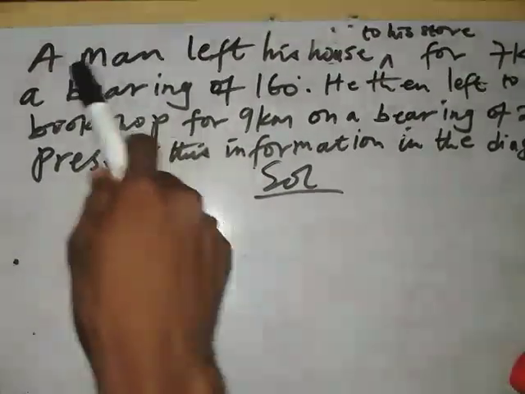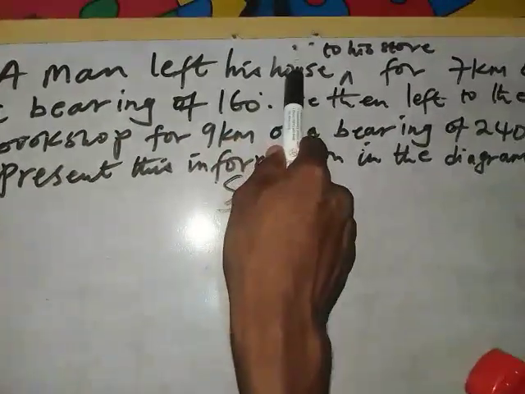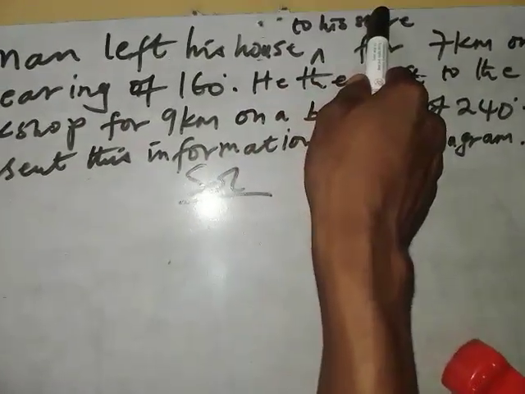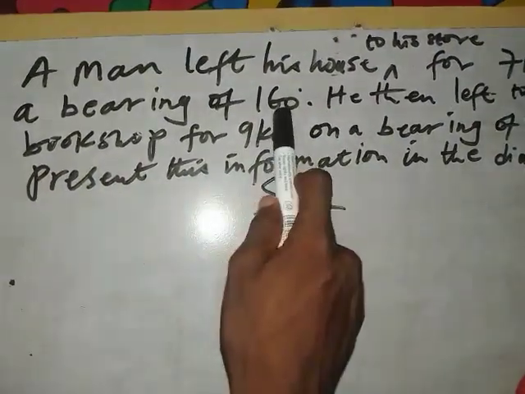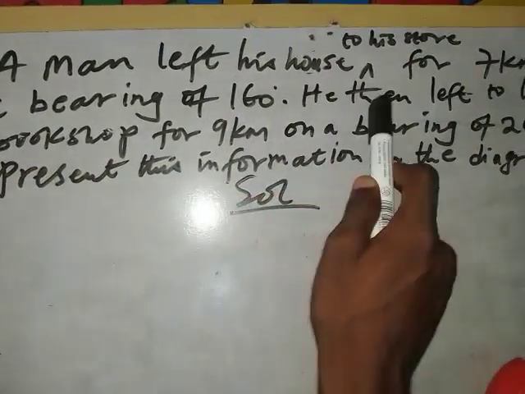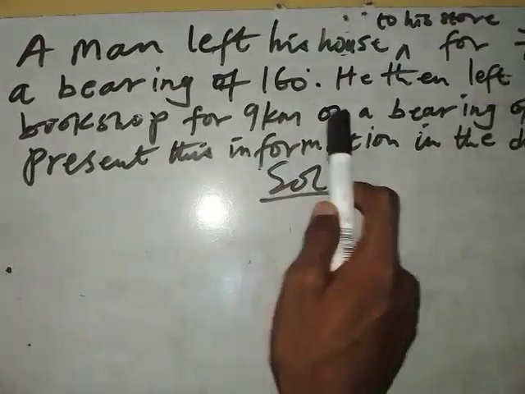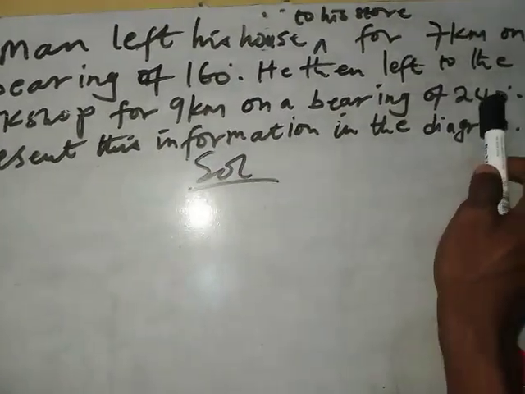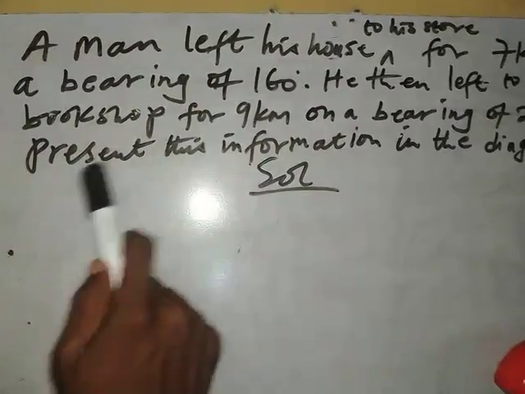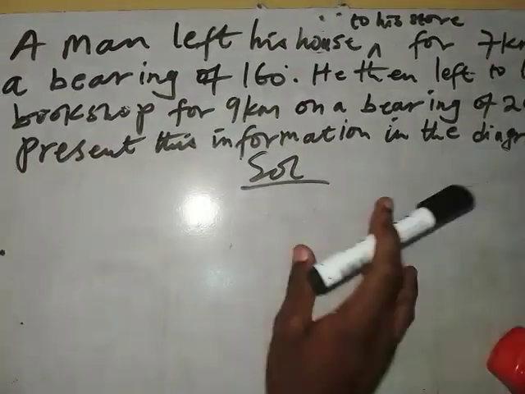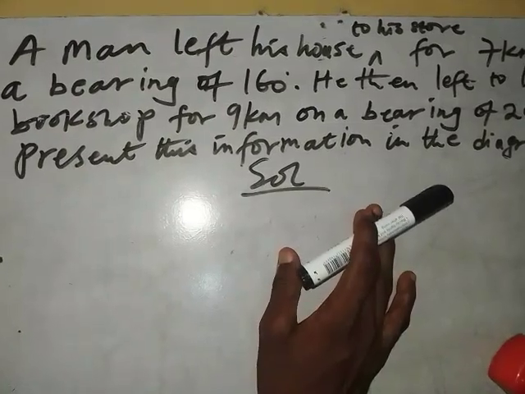So the question says that a man left his house to his store for 7 kilometers on a bearing of 160 degrees. He then left to the bookshop for 9 kilometers on a bearing of 240 degrees. Present this information in a diagram. I repeat, reading this question again.